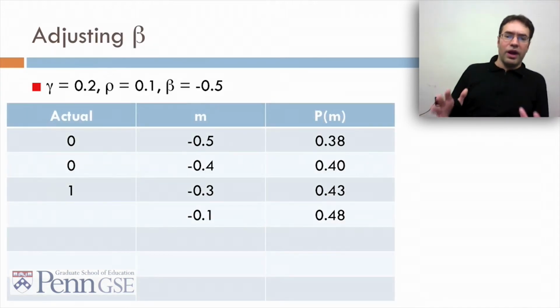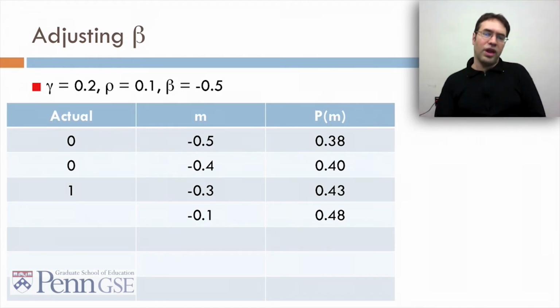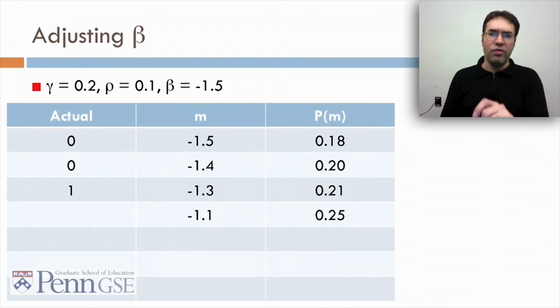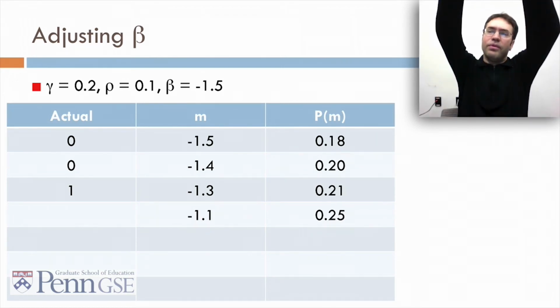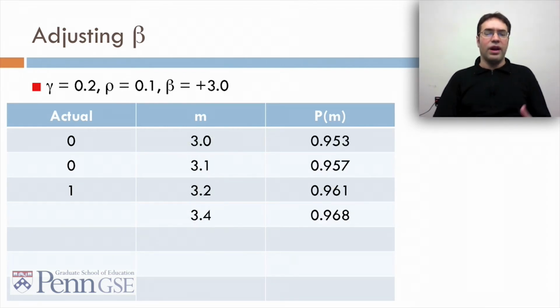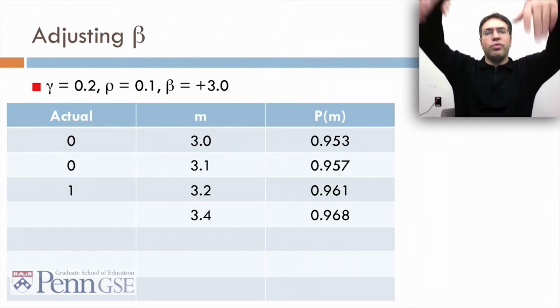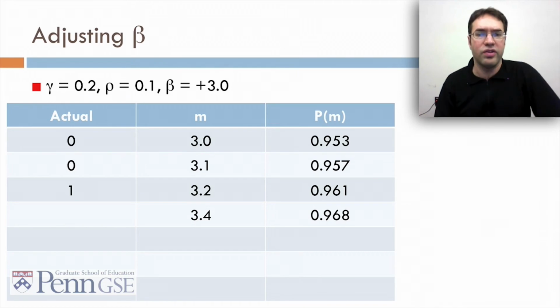So how about adjusting beta? If you look at this case, we have a beta of negative 0.5. You saw this pattern before. If we change it to negative 1.5, the same kind of amount of improvement happens, but they start from a lower baseline. And if we set beta to +3, then it starts with a really high baseline. From the very start, we assume a student's going to be 95.3% correct.